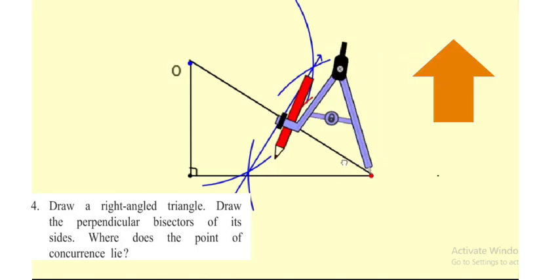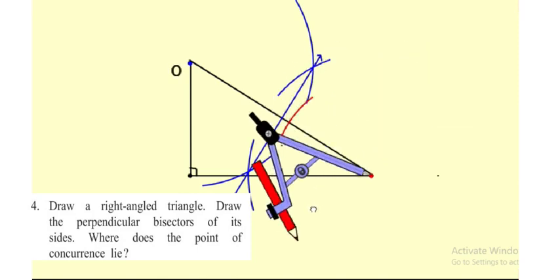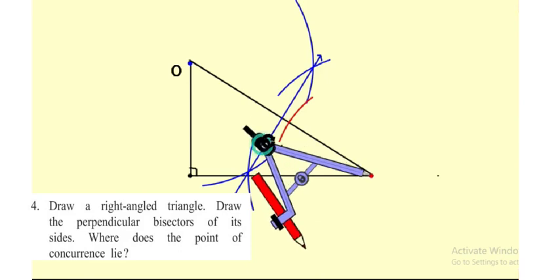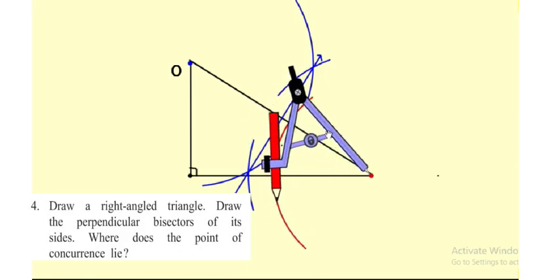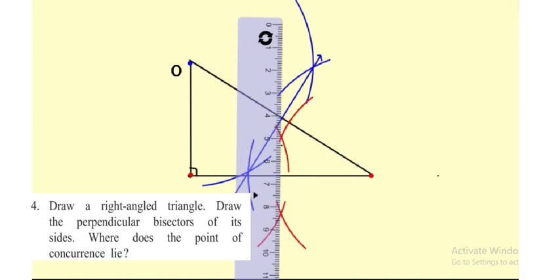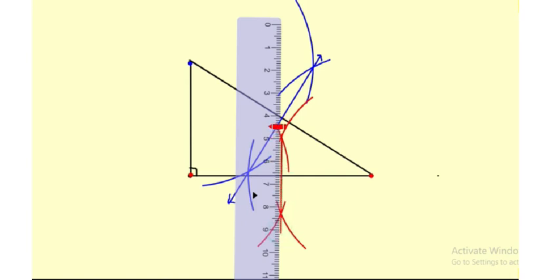Draw the remaining perpendicular bisectors of this triangle. Watch part 1 of this video or click on this I button. Draw arcs on both the sides of each side of triangle through both the end points of the segment.